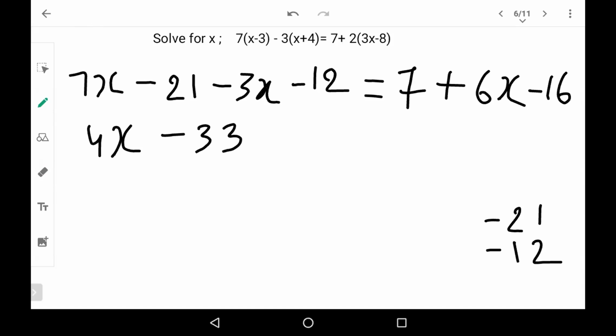Now on the other side, if you see, you have plus 7 minus 16. Okay, plus 7 and minus 16. How much do you get? 7 minus 16, how much do you get? Minus 9?